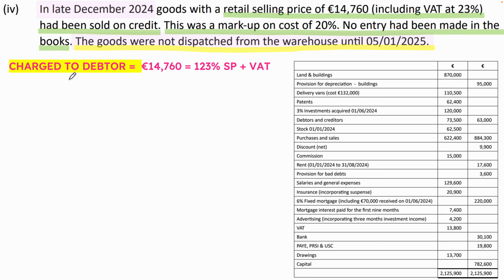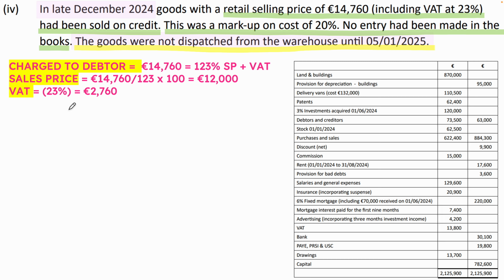And that is what is charged to the debtor. We charge the debtor the amount inclusive of VAT because we are going to later send the VAT amount to the revenue commissioners. Okay, so the debtor, you're going to charge them the amount inclusive of VAT. So the sales price then would be the 14,760 divided by 123 and multiplied by 100. So the sales price is €12,000. And that means then that the VAT amount, the 23%, is €2,760.